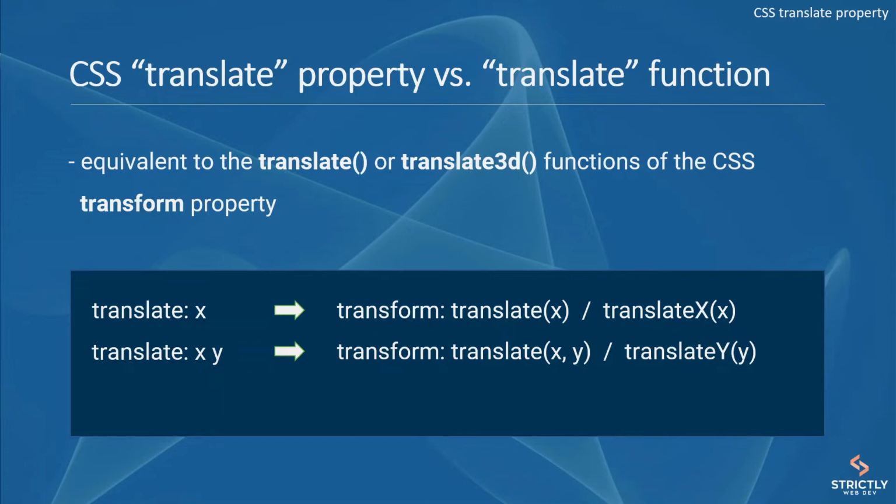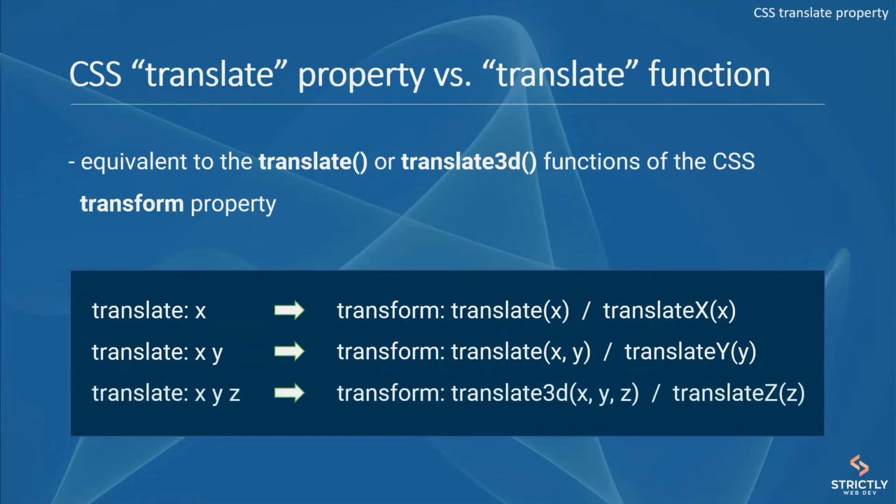Now, this is not entirely accurate. For translateY, this allows you to only move your element vertically, right? So if you had 0 for the X value and then something for the Y, that would be equivalent to translateY, right?